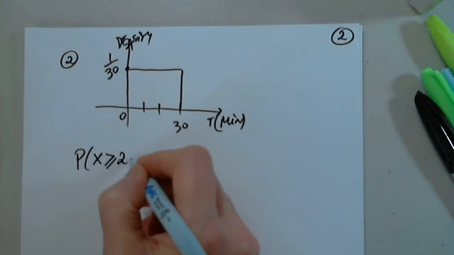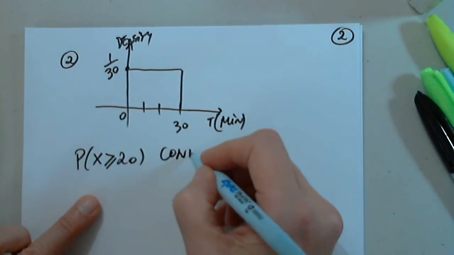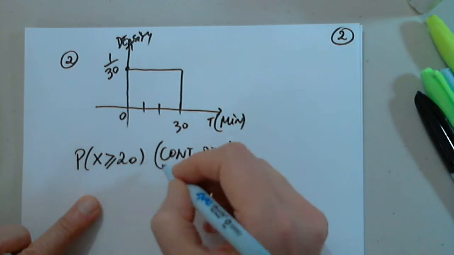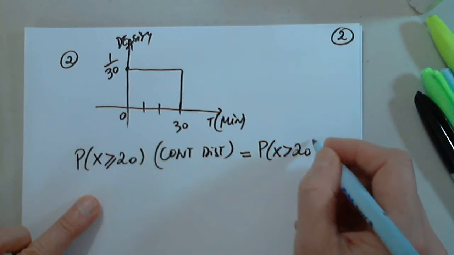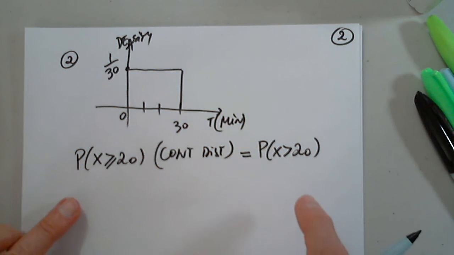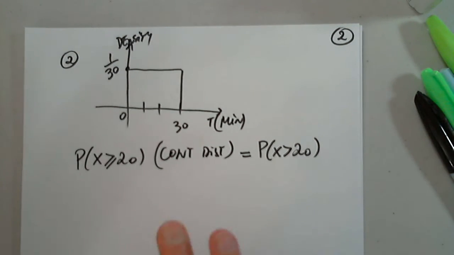Greater than or equal to 20. It doesn't matter for a continuous distribution. This is the same as the probability for x greater than 20. Not for a discrete distribution. For a discrete distribution it is totally different, right? So they're not the same.